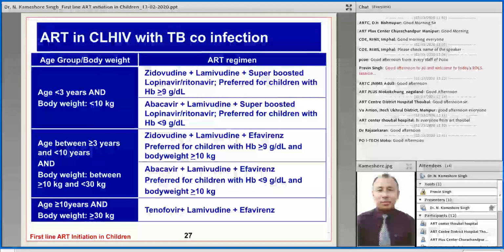If it is less than 9 gram per deciliter, abacavir replaces the zidovudine, along with lamivudine and superboosted lopinavir/ritonavir. If the age is between 3 years and less than 10 years, and the body weight is more than 10 kg and less than 30 kg, then if the hemoglobin is more than 9 gram and the body weight greater than 10 kg, we can use zidovudine, lamivudine and efavirenz. And if the hemoglobin is less than 9 gram/deciliter, instead of zidovudine, we have to use abacavir, lamivudine and efavirenz. However, if the age is more than 10 years and the body weight more than or equal to 10 kg, then TLE may be used.